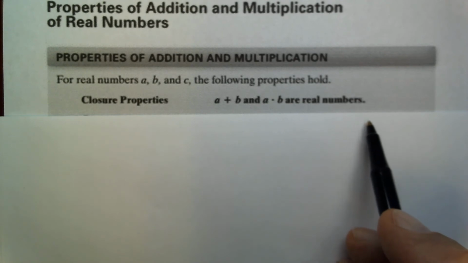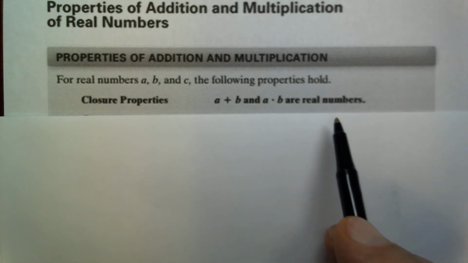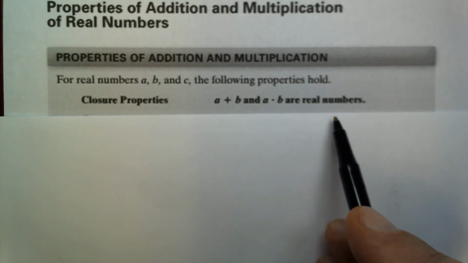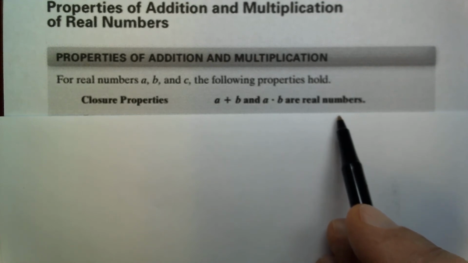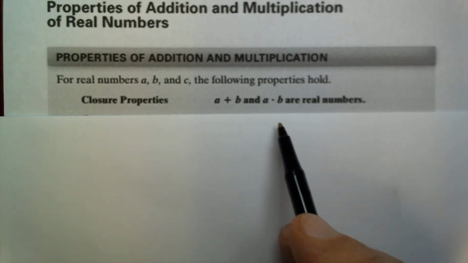Now, closure property simply means that the sum of two real numbers and the product of two real numbers are themselves real numbers. They may seem obvious, but there are numbers where that's not necessarily true. So anyway, for real numbers that is true. In other words, when you add two real numbers, you get another real number. When you multiply two real numbers, you get another real number.